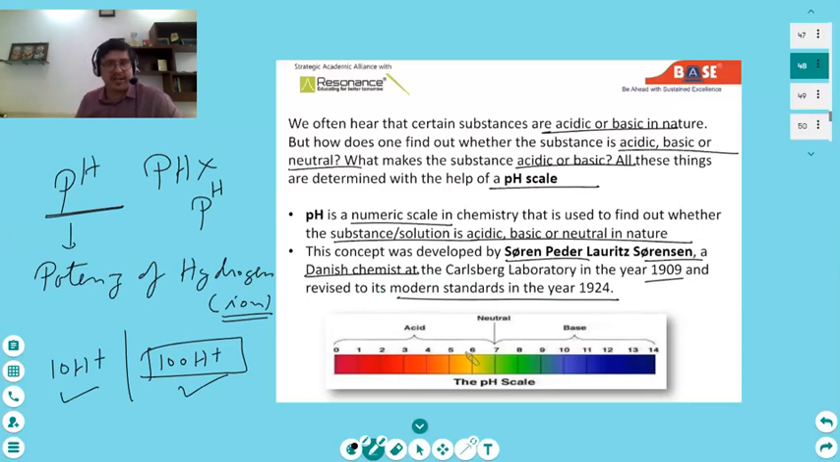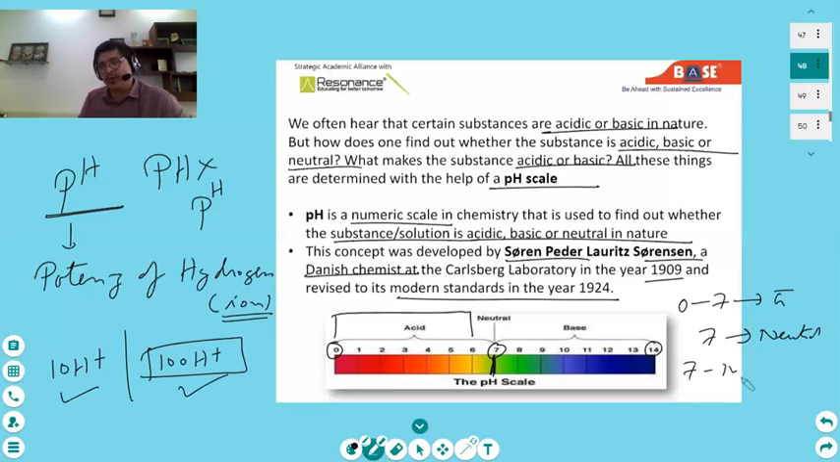So this is your pH scale. The pH scale starts from 0 and goes to 14. You can say from 0.0 to 14.0, that is more specific. The seventh, that is 7.0, is neutral. That is your pure water or distilled water. 0 to 6.9 is acidic, and 7 is your neutral, and 7 onwards to 14 is basic. So basically 0.0 to 6.9 is acidic, 7.0 is neutral, 7.1 to 14.0 is basic in nature.